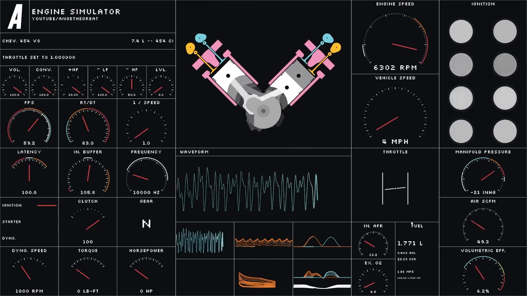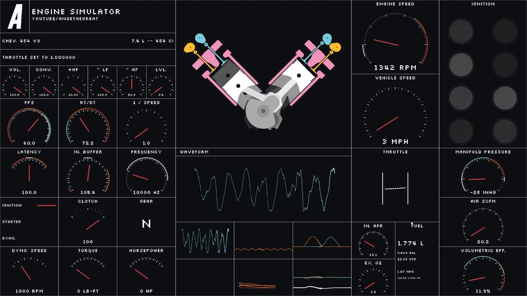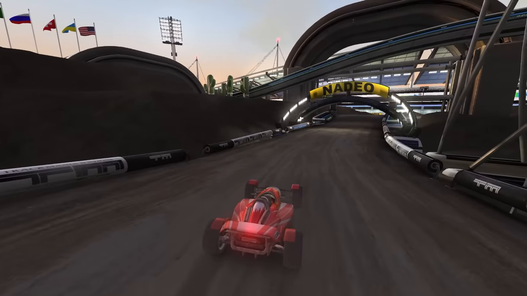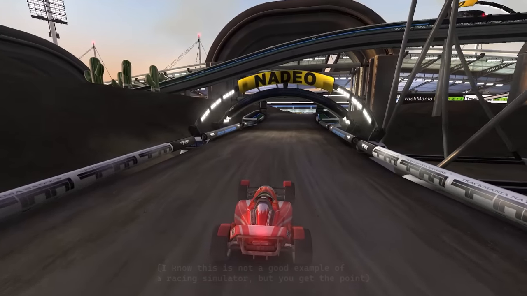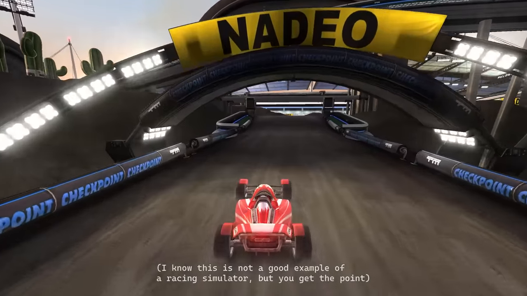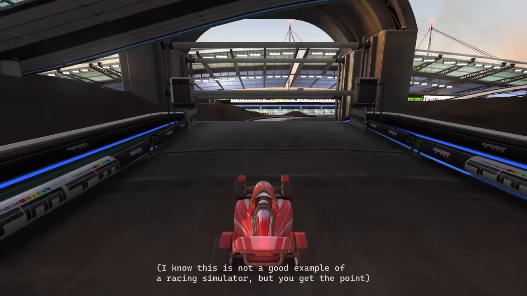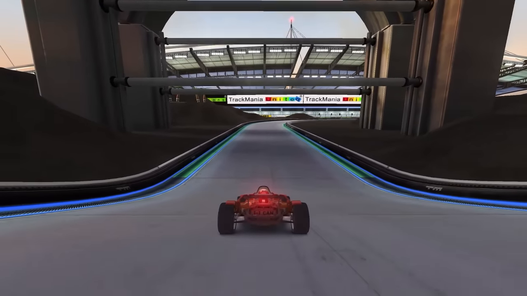So here's a prime example of one of these bad car engine sounds. Now, I know that most of these are optimized for performance, so I don't expect them to be perfect, but I still think that they can be improved. But what exactly makes it bad in the first place?